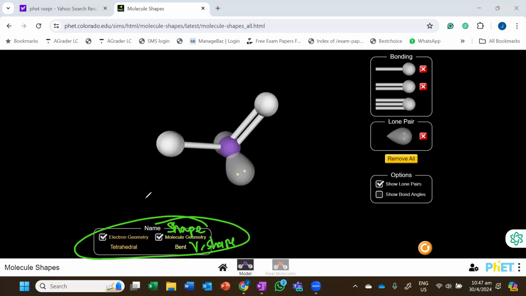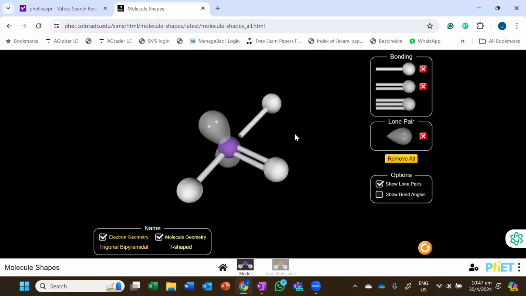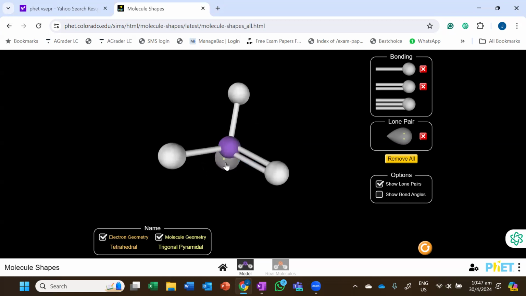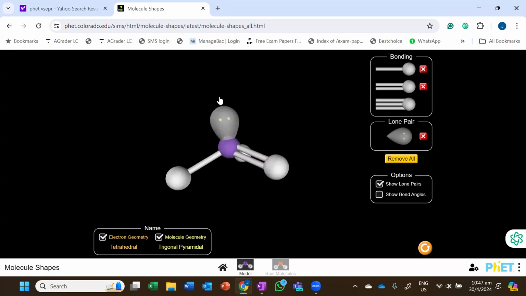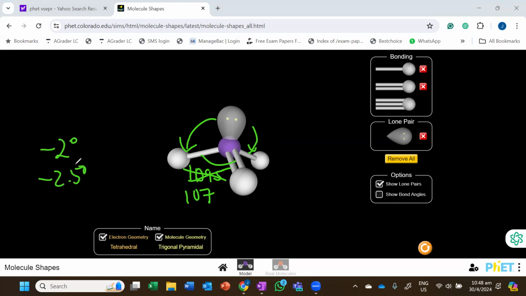Right. Now, the angle will be quite different. If I have just one lone pair, this lone pair will push all of this downwards. And so the angle will now be smaller than 109.5. It will be 107. So about minus 2 degrees to 2.5 degrees per lone pair.